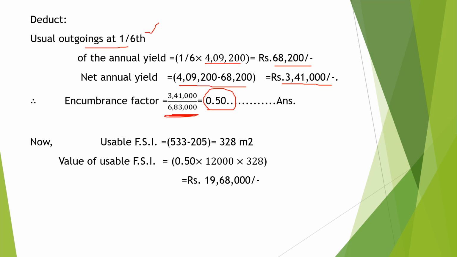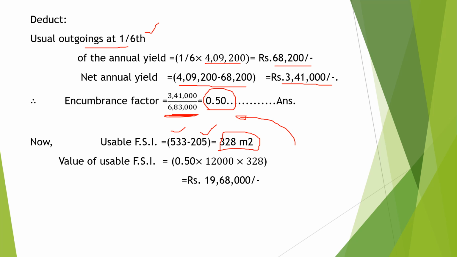Second thing you have to calculate. So see here, land is 533 square meter, out of which 205 square meter has been constructed. It means remaining area is 328 square meter. So usable FSI, so you can use 0.5. The encumbrance factor is only 0.5.